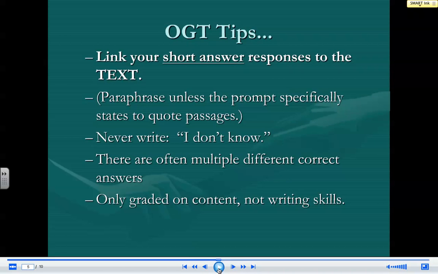Link your short answer responses to the text. Paraphrase unless the prompt specifically states to quote the passages. Remember, to paraphrase simply means to state it in your own words. Never write, "I don't know." You've got to take a chance to get at least part of the answer correct. There are often multiple different correct answers, and you're only graded on content, not your writing skills, on this reading OGT test.